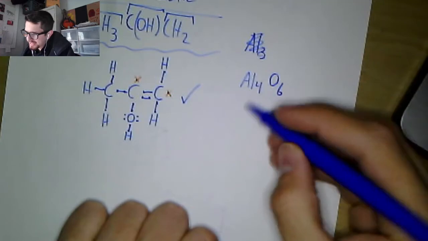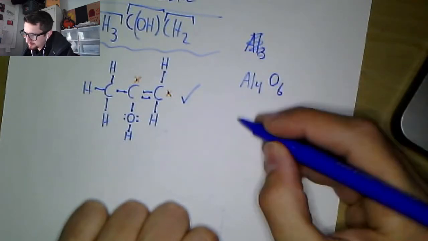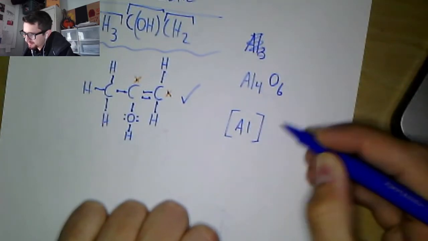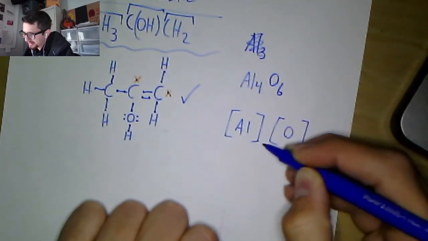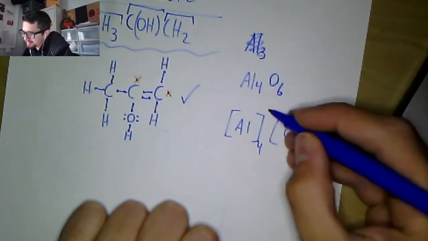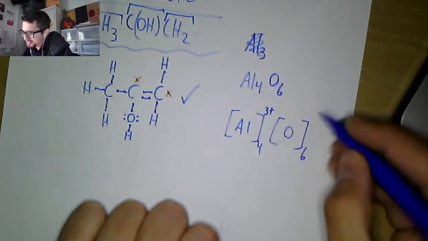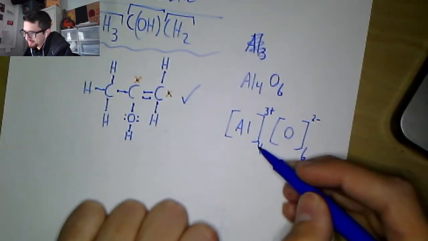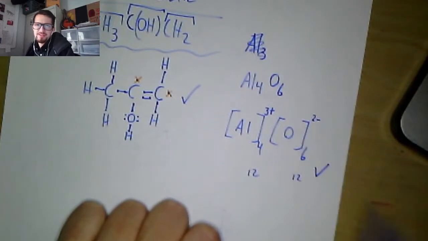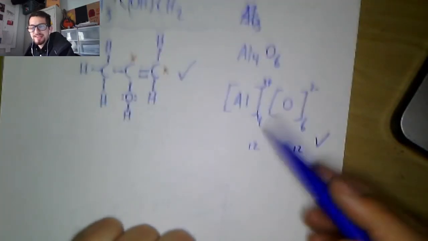That means that I would have to say, there's a pair of brackets, Al, pair of brackets, O. I have 4 aluminums. I have 6 oxygens. My charge for aluminum is 3 plus. My charge for oxygen is 2 minus. 4 times 3 is 12. 6 times 2 is 12. This balances out. It's Gucci. Now, this seems a little too easy, and this is not what we did.